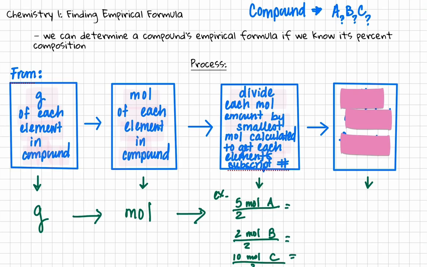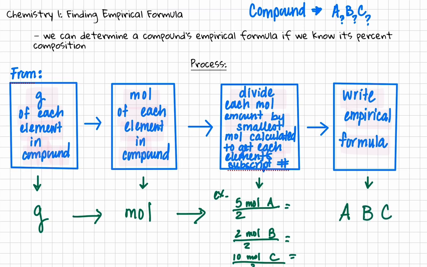And then the last part of the process is you're going to write the empirical formula. So you're going to get something where it's A, B, C has this amount, that amount, that amount. And I'll put here that we found whatever it is was X, we found whatever this was Y, and we found whatever this was Z. Then we're going to put that here.